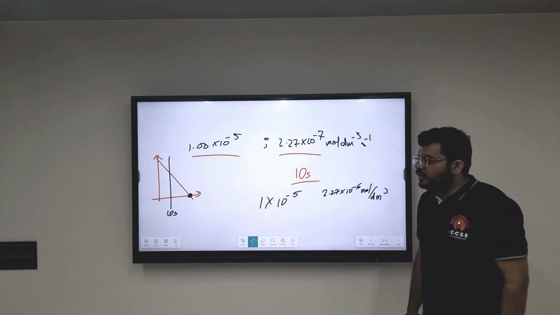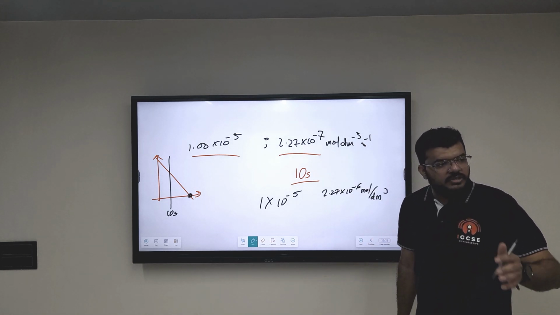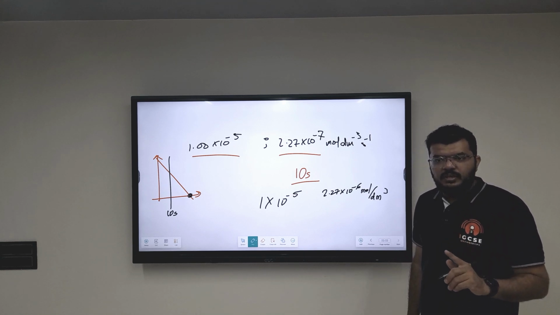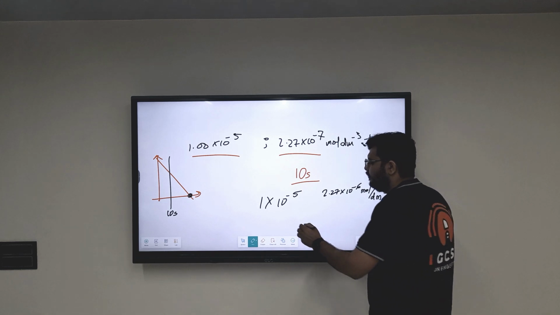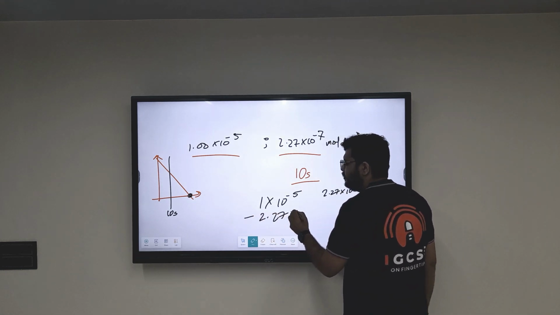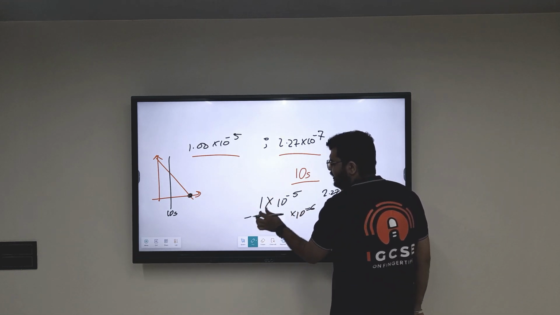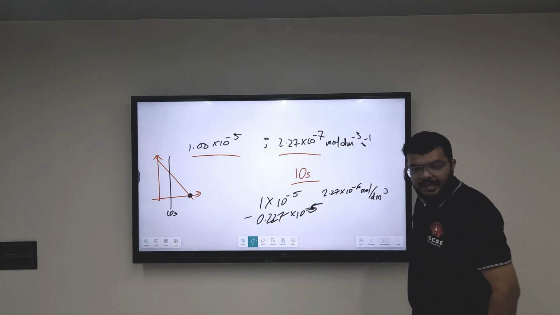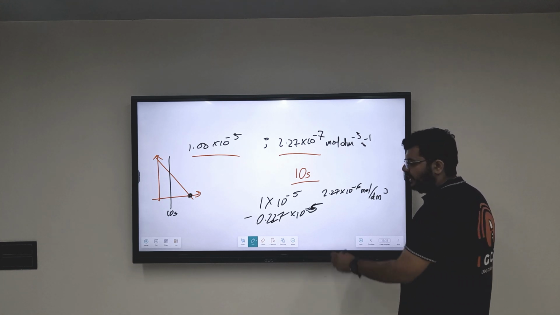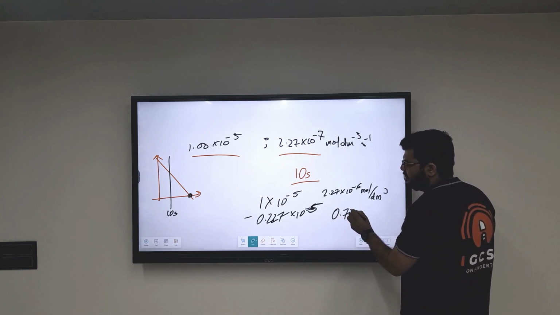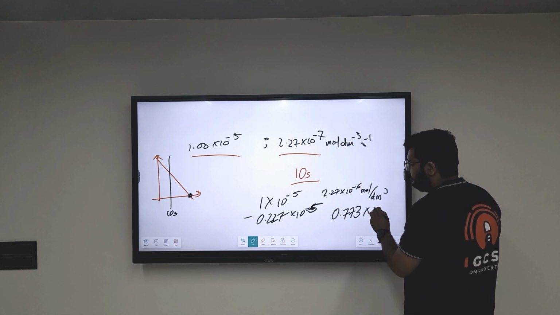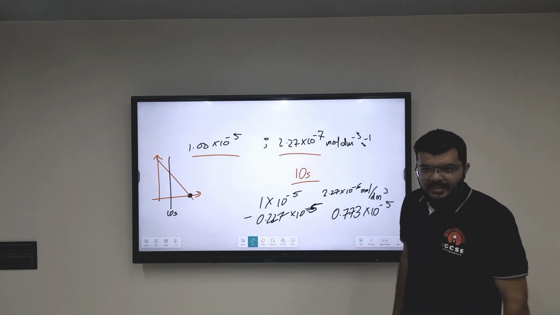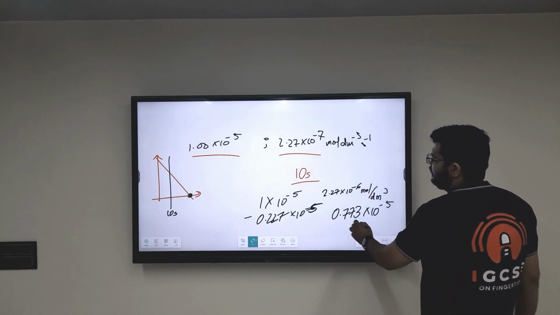What is the graph about? The graph is about the concentration of I2 against time, not how much is used, but against how much is left over. 1 minus 2.27 into 10 to the power minus 6, or rather I would write 0.227 into 10 to the power minus 5. So I will find this is 0.773 into 10 to the power minus 5. A straight line. At 10 seconds it should be ending at 0.77.